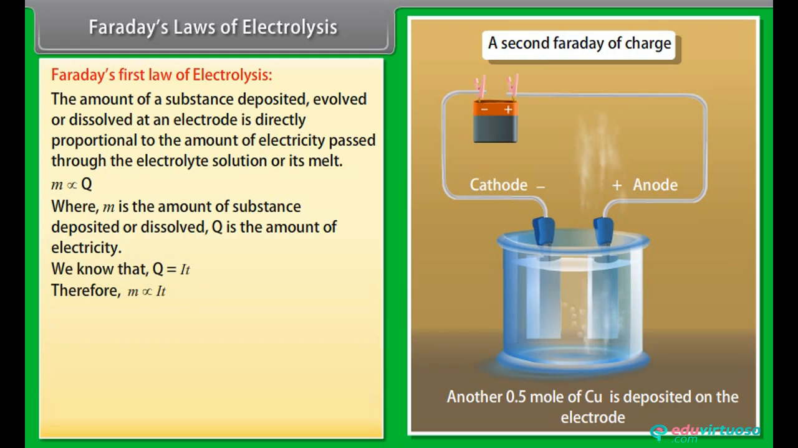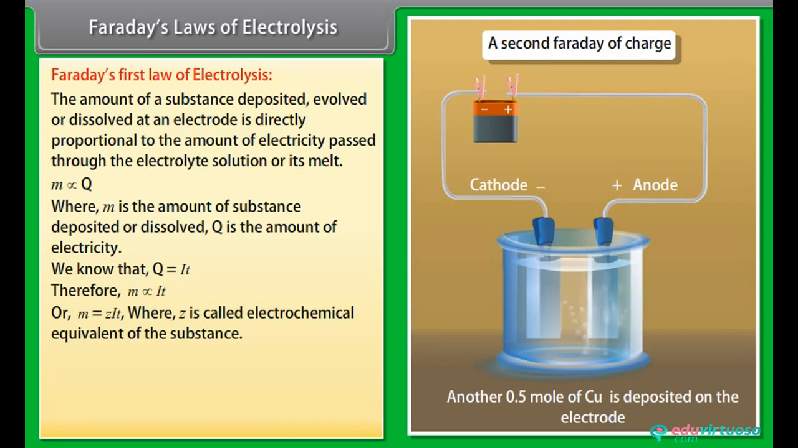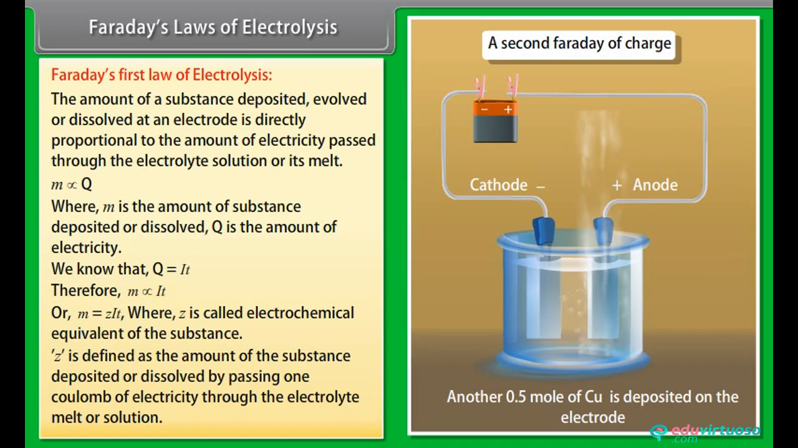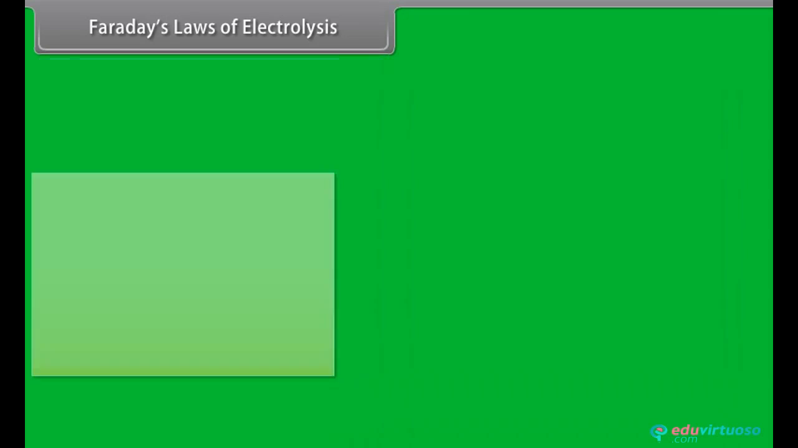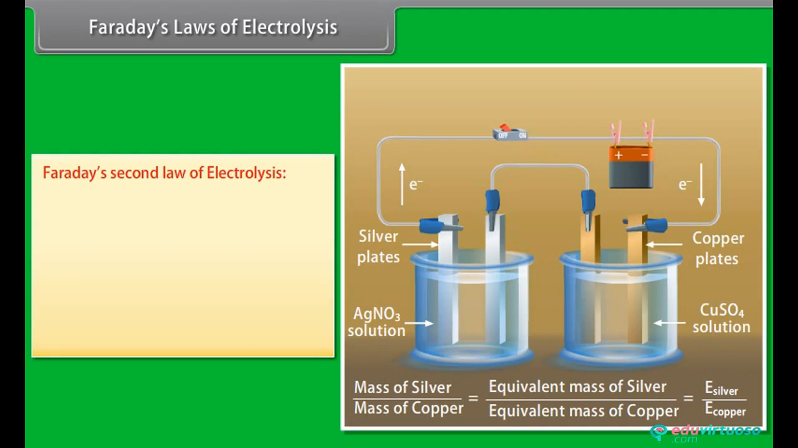We know that Q is equal to IT. Therefore, M is directly proportional to IT. It can be written as M is equal to ZIT, where Z is called electrochemical equivalent of the substance. Z is defined as the amount of the substance deposited or dissolved by passing 1 coulomb of electricity through the electrolyte melt or solution.